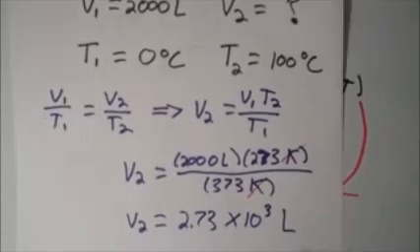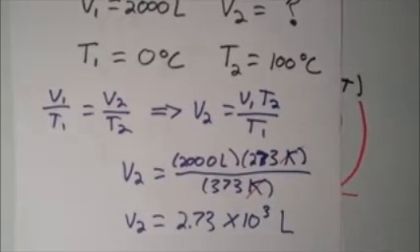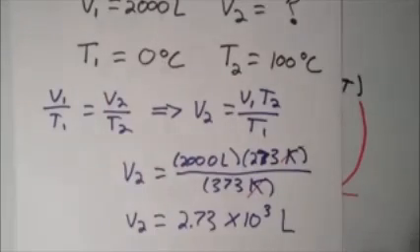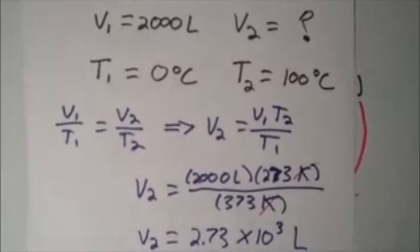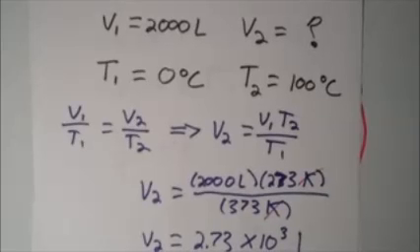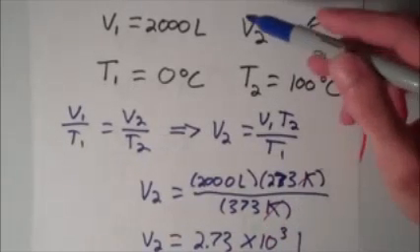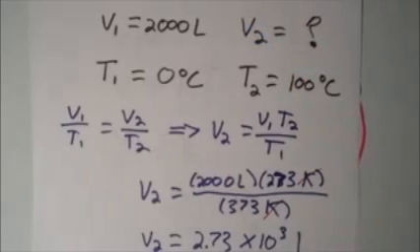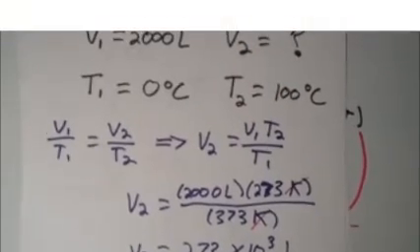This is one of those kinds of problems that you can intuitively check. If my V2 is not greater than V1, at least by a little bit, then I know I messed up because, like I said, of Charles' law, they're directly proportional. An increase in temperature should always lead to an increase in volume. So there you go. There is Charles' law.